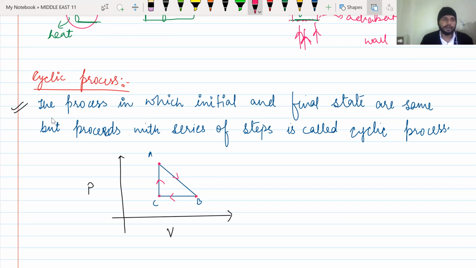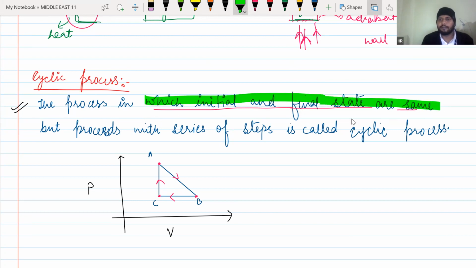So I wrote here the process in which initial and final state are same. This is important. The process in which initial and final state are same and proceeds with a series of steps is called cyclic process. Is that clear?